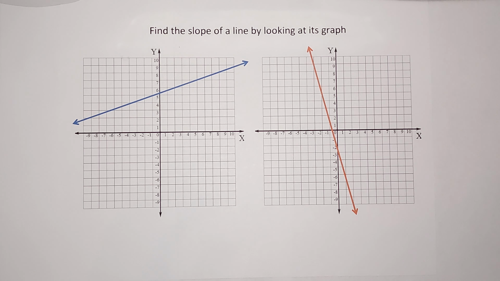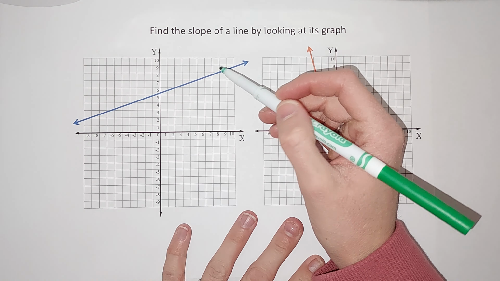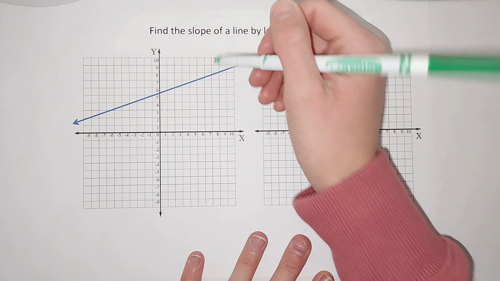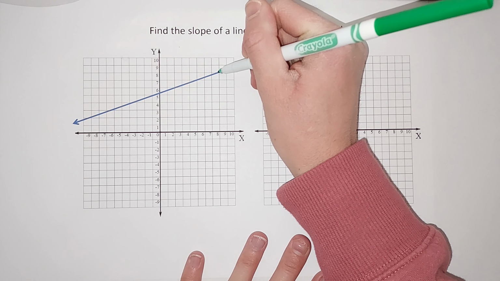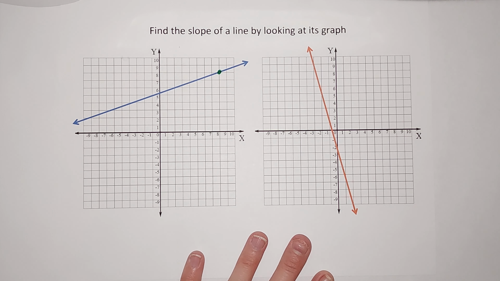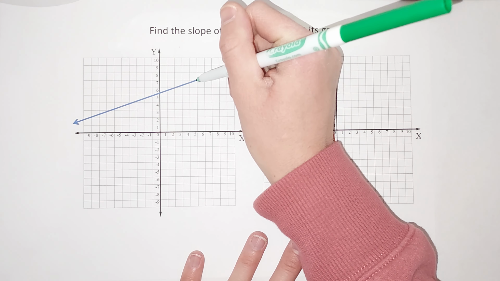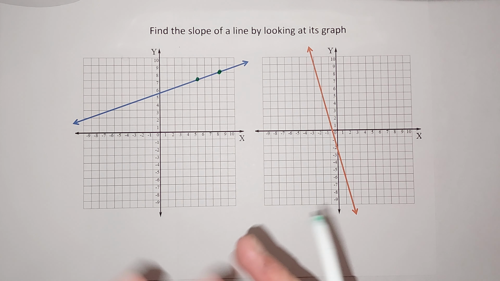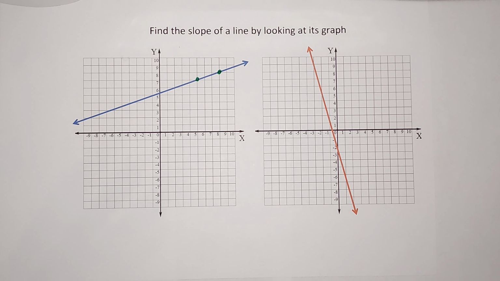So to do this, we wanna find 2 points where the line crosses pretty cleanly at certain ordered pairs, okay? So basically it crosses real nicely right there, and it also crosses real nicely right here. Okay, so now I'm just going to figure out the slope between those 2 points.